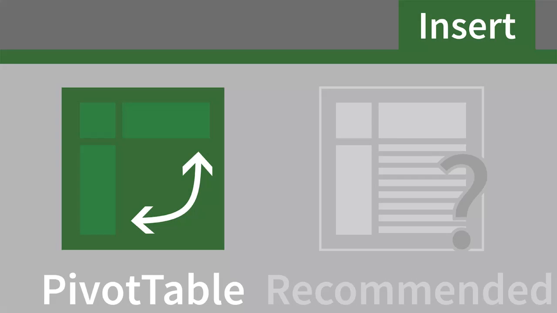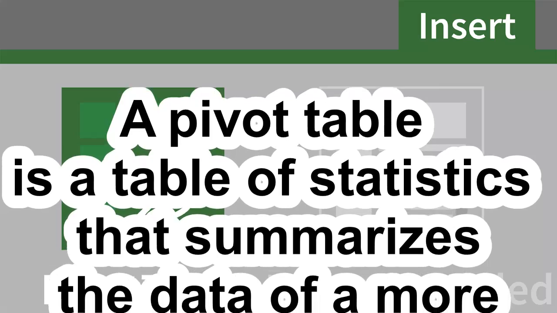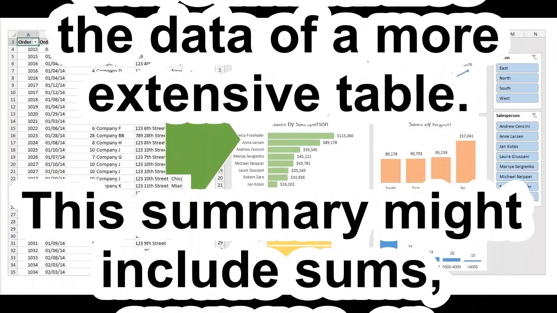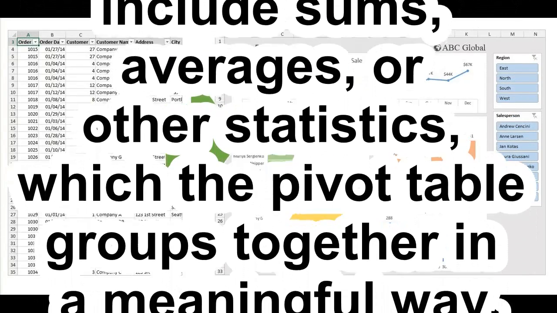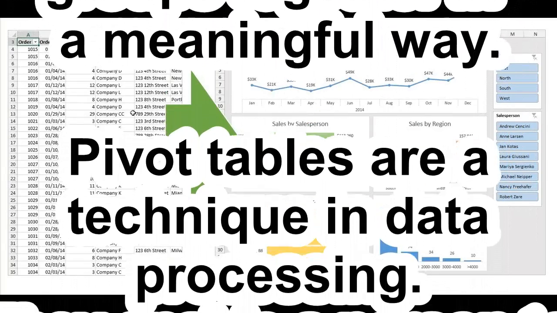E with K. Today we are going to see what MS Excel pivot table is and how to use it. First, let's understand what pivot table is. A pivot table is a table of statistics that summarizes the data of a more extensive table. This summary might include sums, averages, or other statistics, which the pivot table groups together in a meaningful way.